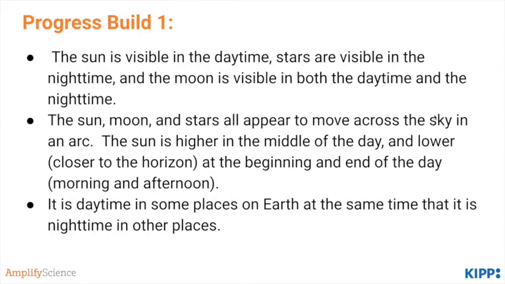At this point in the unit, students should understand Progress Build 1. The sun is visible in the daytime, stars are visible in the nighttime, and the moon is visible in both daytime and the nighttime. The sun, moon, and stars all appear to move across the sky in an arc. The sun is higher in the middle of the day and lower, closer to the horizon, at the beginning and end of the day, morning and afternoon. It is daytime in some places on Earth at the same time that it's nighttime in other places.